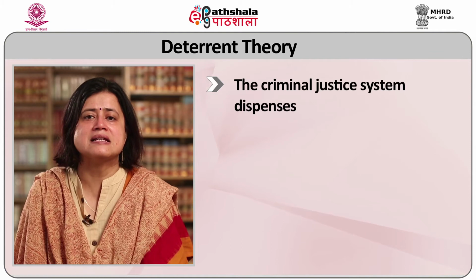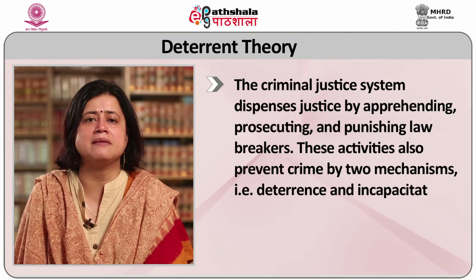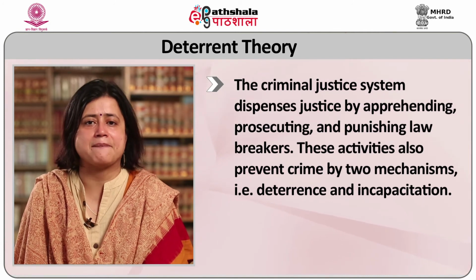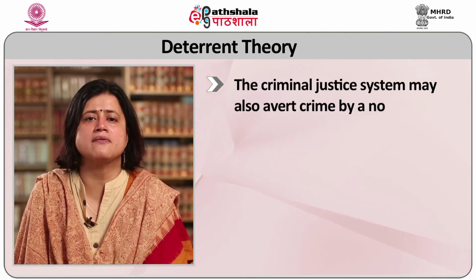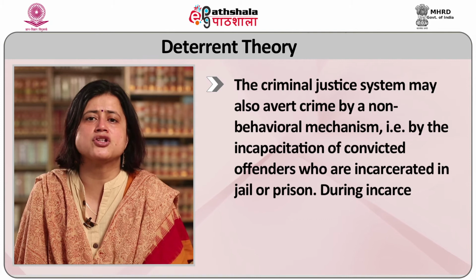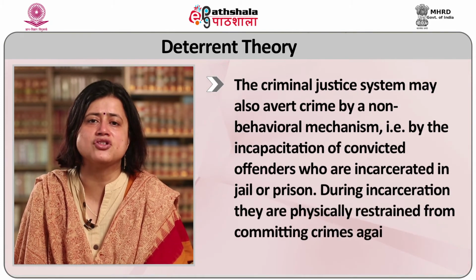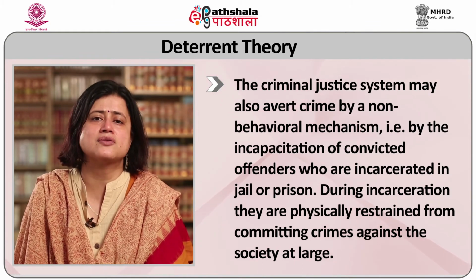Now, coming to deterrence and incapacitation as the outcome of punishment, I would like to say that the criminal justice system dispenses justice by apprehending, prosecuting and punishing lawbreakers. These activities also prevent crime by two mechanisms, that is deterrence and incapacitation. Would-be lawbreakers may be deterred from committing crimes by the knowledge that their crime may result in arrest, prosecution and harsher punishments. The criminal justice system may also avert crime by a non-behavioral mechanism, that is the incapacitation of convicted offenders who are incarcerated in jail or prison. During incarceration, they are physically restrained from committing crimes against society at large.